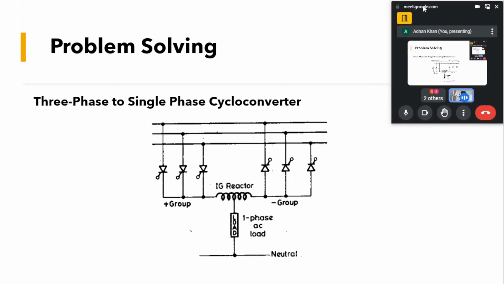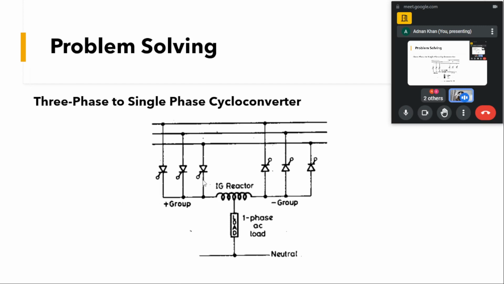Like I told you, we have a three-pulse converter here, but we are doing three-phase to single-phase conversion. So we will have a three-phase half-bridge sort of structure, with a positive group, the P type, and a negative group, given by the N type.